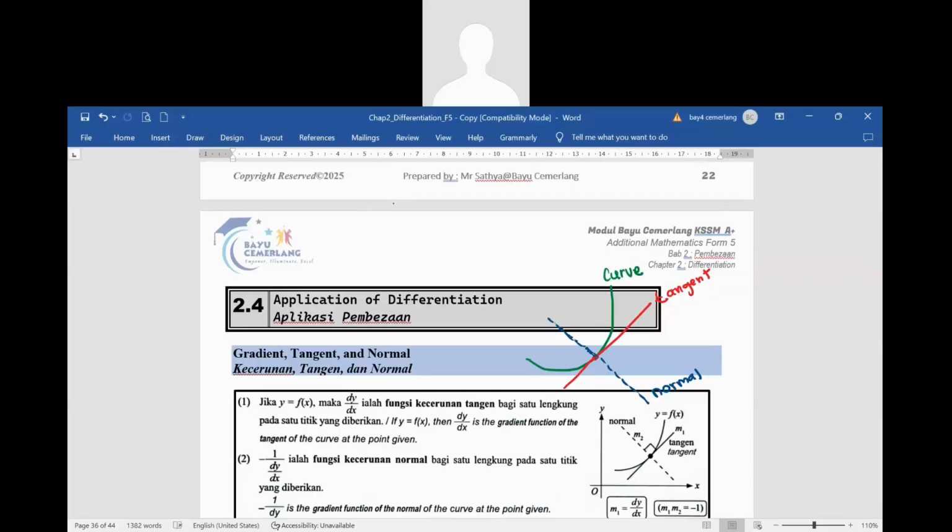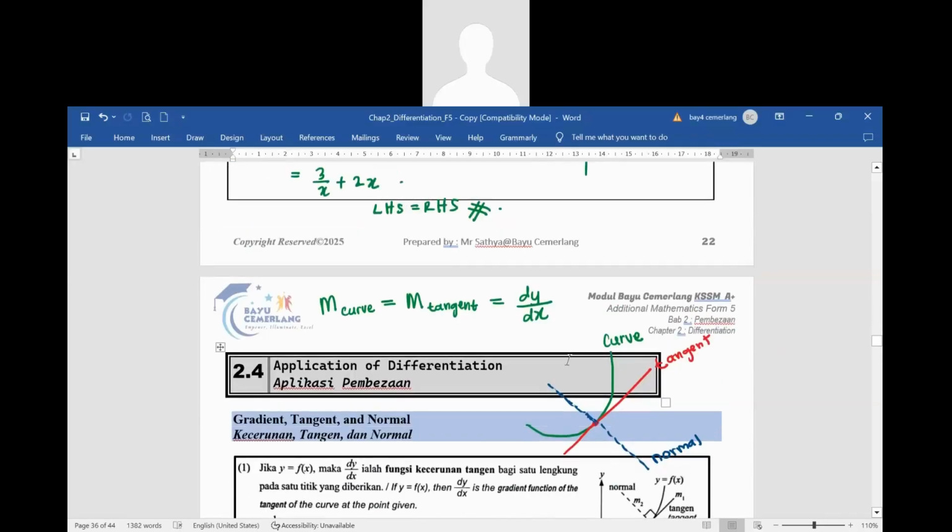Okay, now this is the relationship. Gradient of curve actually means the same as gradient of tangent, which also equals dy dx. Okay, dy dx. I explain this part, then I will put you the third link. Yana, maximum 40 minutes only. Okay, so again, listen carefully. Gradient of curve, gradient of tangent, gradient dy dx, they mean the same thing. Meaning you need to find dy dx.